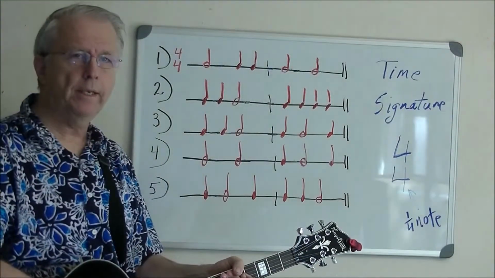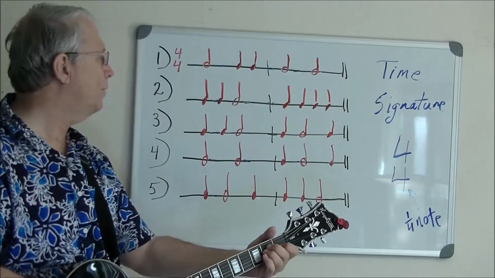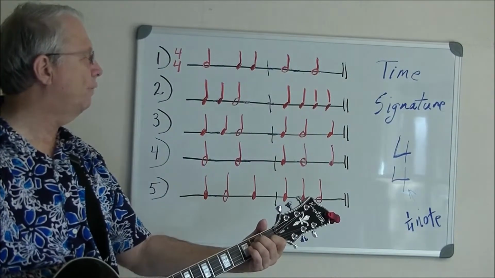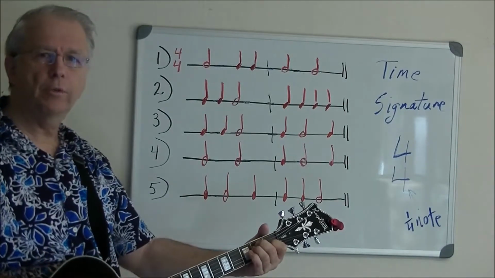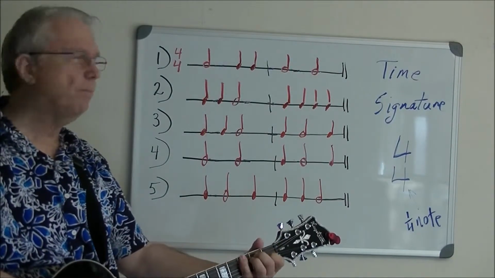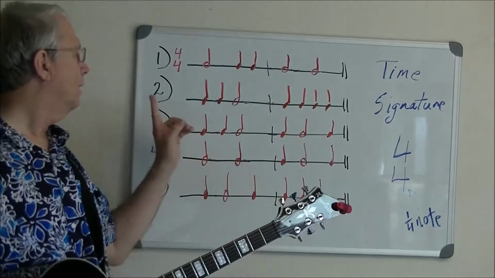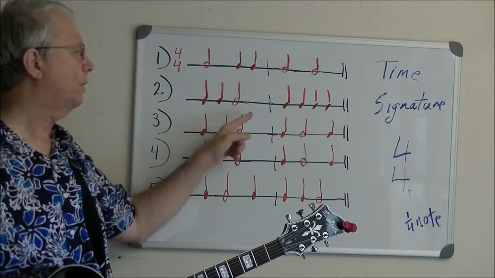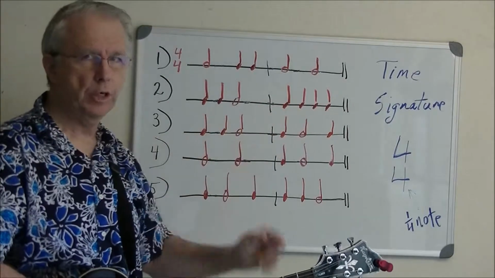I'll play through number 1 again. 1, 2, 3, 4. Stop. Number 2, 2 quarter notes, 1 half note, second measure, 4 quarter notes.